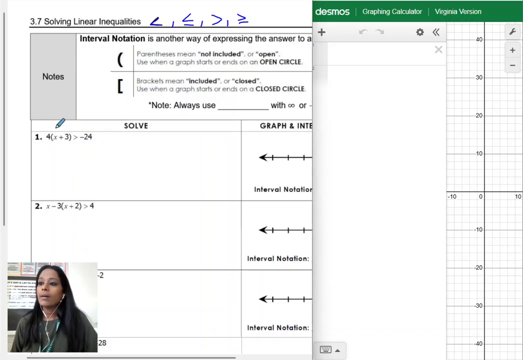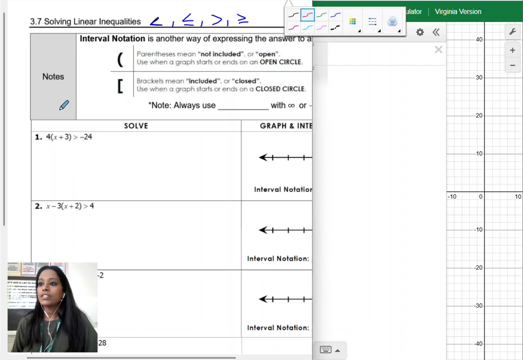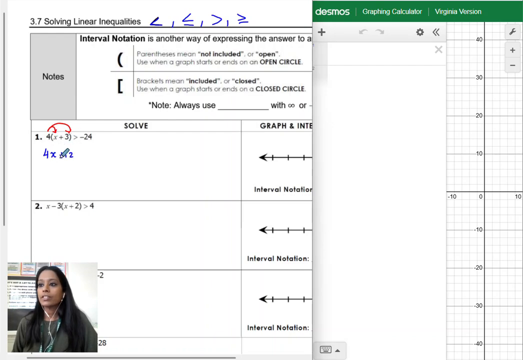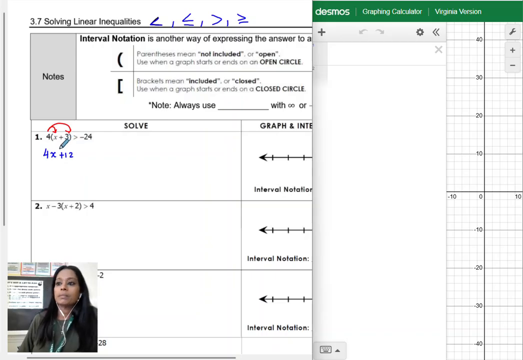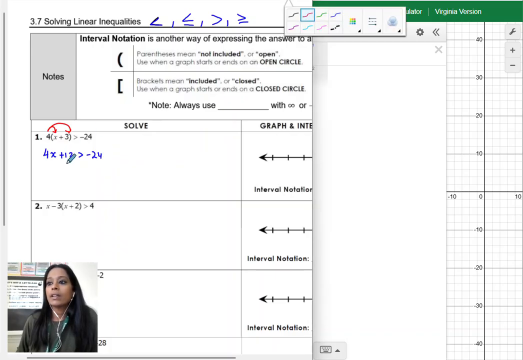Okay, so first step here, we're going to go ahead and distribute the 4, because we have some parentheses. We're going to distribute it to x and the 3. So you have 4 times x is 4x, and then 4 times 3, which is positive 12. Make sure to keep the symbol in between. We're going to bring down the inequality is greater than negative 24. And now we just have a two-step equation here. So you have minus 12, minus 12.